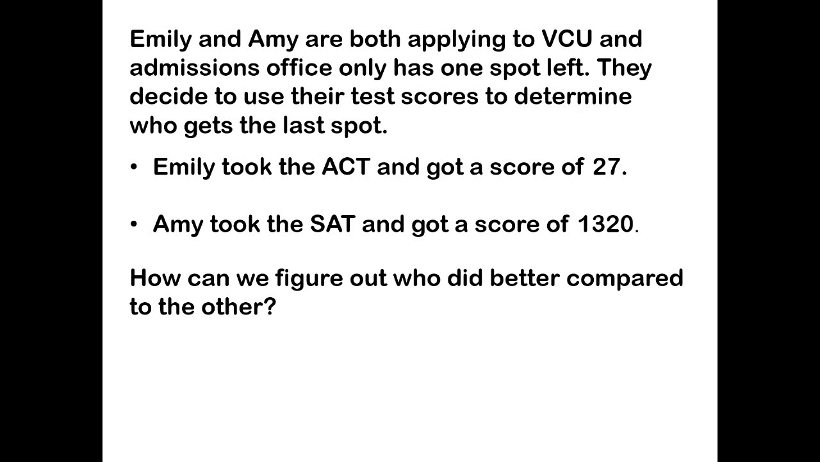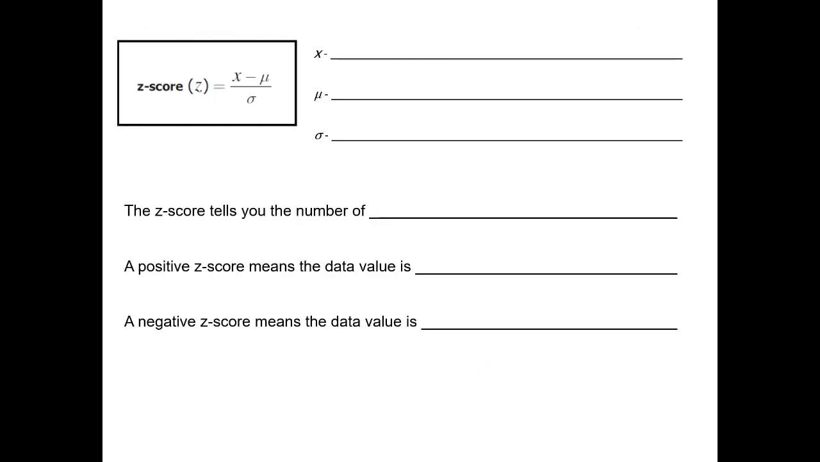So Emily took the ACT, got a score of 27, and Amy took the SAT and got a score of 1320. We want to know who did better compared to the other. Well, they're different tests, so how are we going to compare that? Well, we can compare that using a z-score. Basically, what we're going to do is manipulate those normal curves so that they become the standard normal curve. Well, how can we do that?